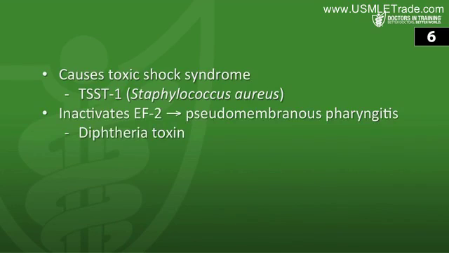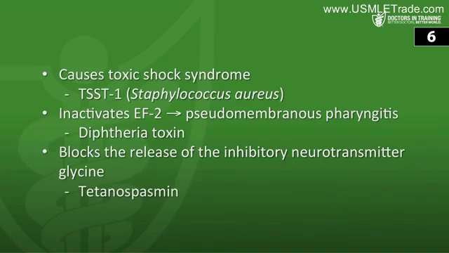Inactivates EF2, causing pseudomembranous pharyngitis. This is diphtheria toxin. Blocks the release of inhibitory neurotransmitter glycine. This describes tetanospasmin. That's the tetanus toxin.